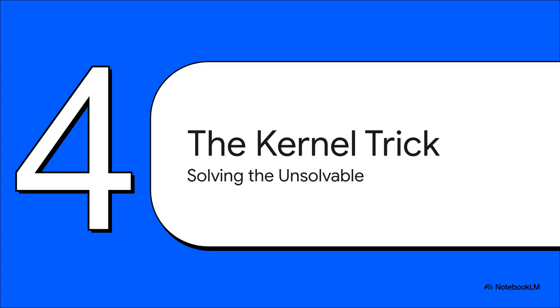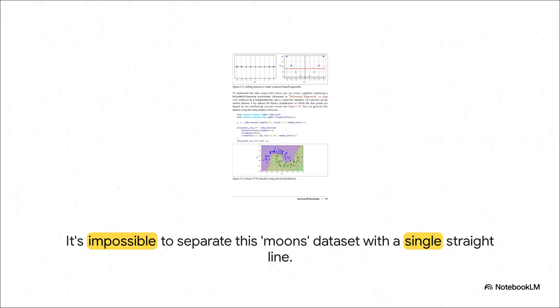But what happens when the data isn't linear at all? What do you do when a straight line, no matter how you draw it, just won't work? Take a look at this. This is the classic Moons dataset. There is absolutely no way you can draw a single straight line to cleanly separate the blue squares from the green triangles. It's just impossible. A linear classifier is totally useless here.